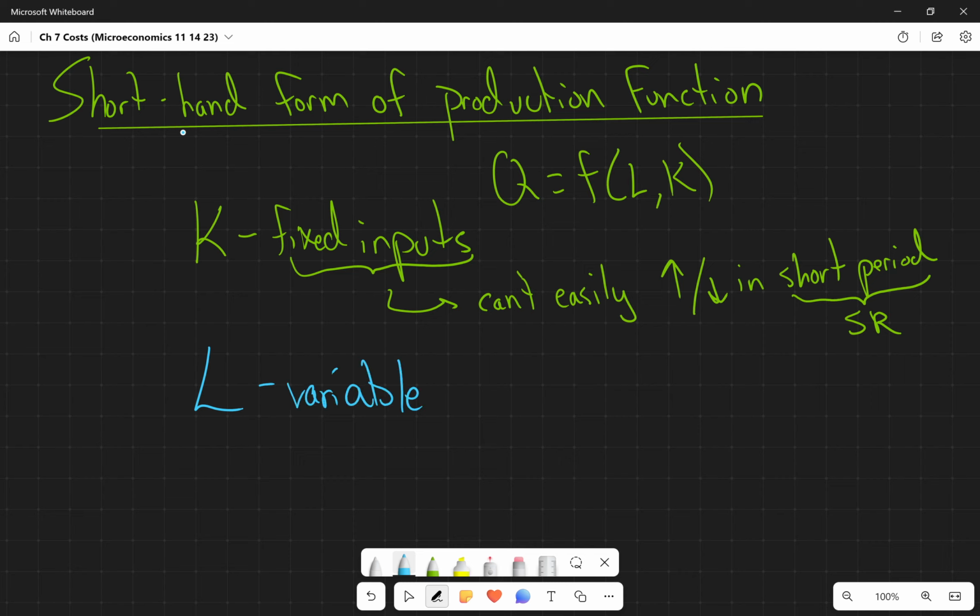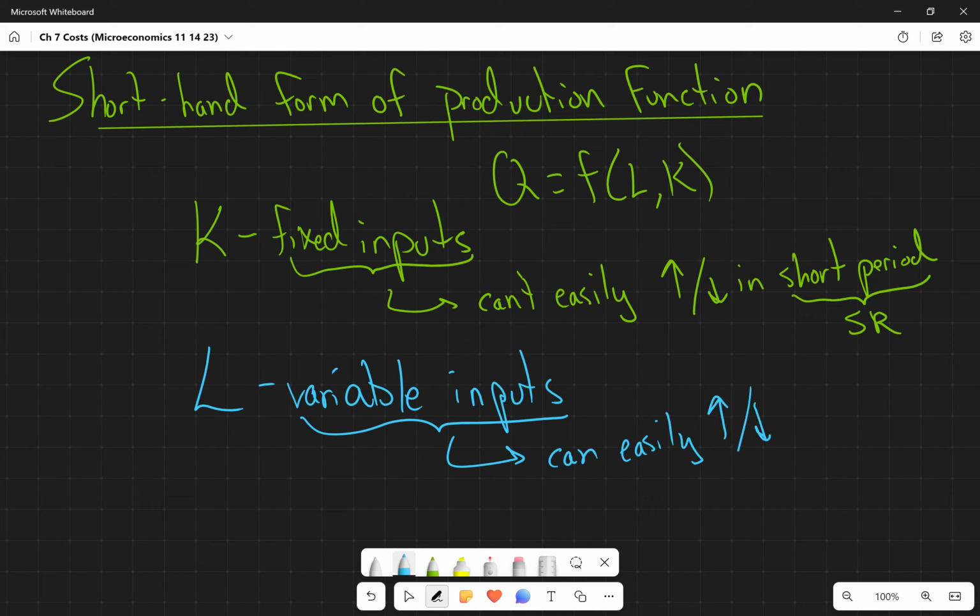Again, for the most part, there are always exceptions. So our variable inputs are labor, and these are things that can easily increase and decrease in the short run. Start to use that lingo. So any questions on our production function and the simplification to our shorthand form, and then the jump to assuming that capital goods are fixed and labor is variable? You can easily adjust labor.